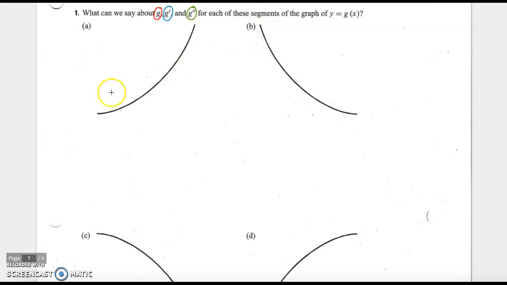In part A, this is my original function, so what can we say about g? It's not located on a graph anywhere, so I can't say what the values of this graph are. All we can talk about is the fact that as I follow my graph from left to right, it's going up. So I would say for g that this is increasing.